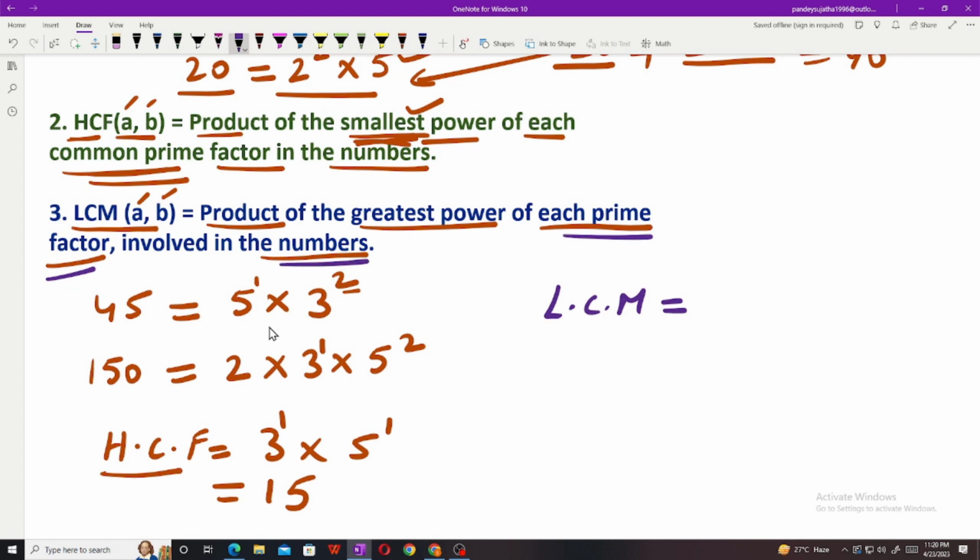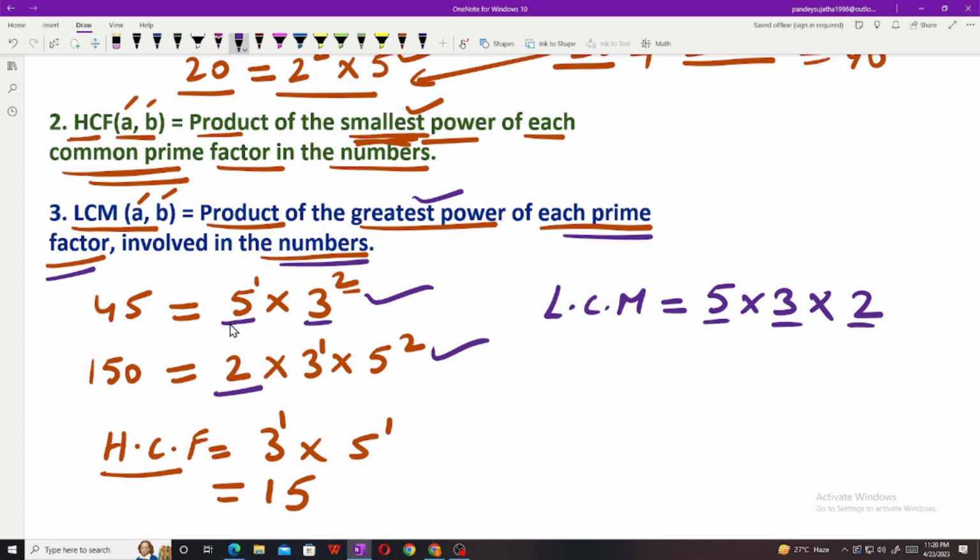That is, if I say the prime factors, 5, 3, and if I see this number, 2 is also there. So we'll write all the prime factors which are involved in both the numbers. And we take the prime factors with greatest power.